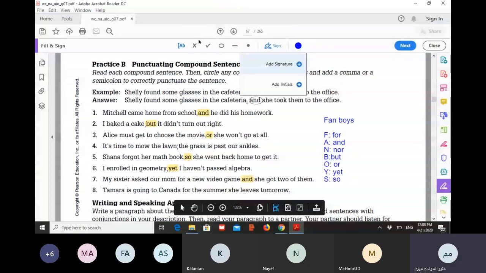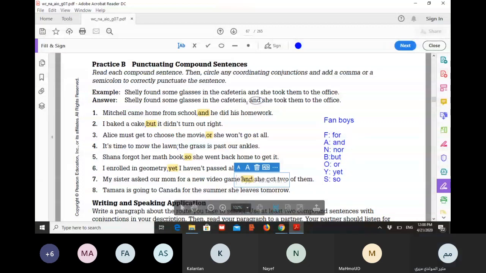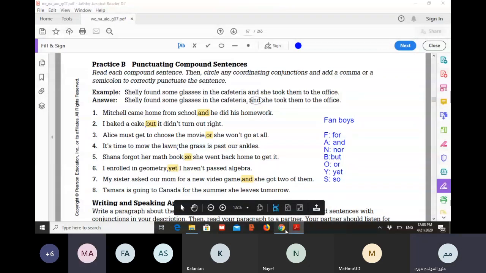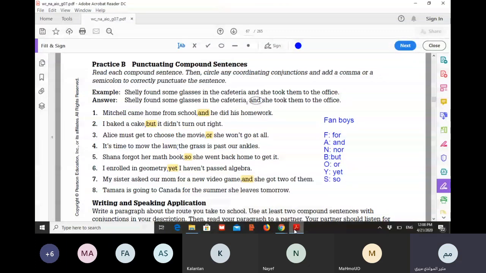But here there is a word that I want to draw your attention to in the same sentence. Didn't we say that the fanboys are for, and, nor, but, or, yet, and so? But here in the sentence we have for. Do you think that this is a coordinating conjunction? If it is not a coordinating conjunction, then what is it?